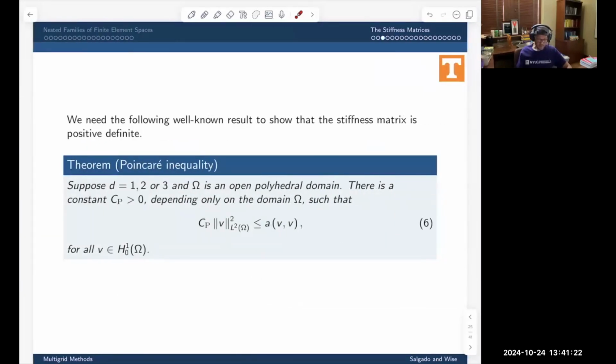Now, to move forward, there are a couple of things we want to prove about the stiffness matrix. One is obviously that it's symmetric.